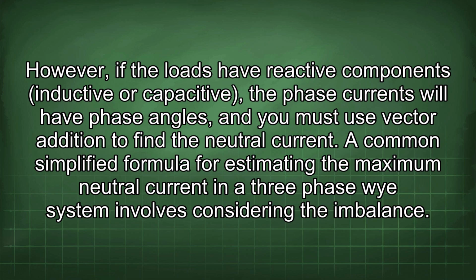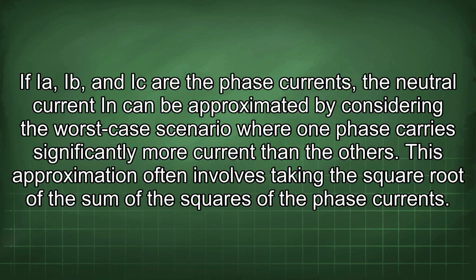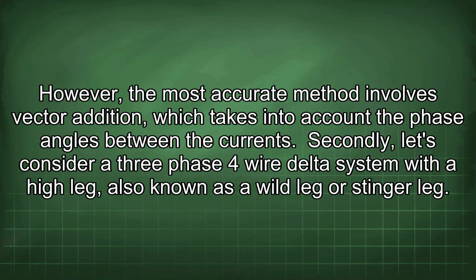A common simplified formula for estimating the maximum neutral current in a three-phase Y system involves considering the imbalance. If IA, IB, and IC are the phase currents, the neutral current can be approximated by considering the worst-case scenario where one phase carries significantly more current than the others. This approximation often involves taking the square root of the sum of the squares of the phase currents. However, the most accurate method involves vector addition, which takes into account the phase angles between the currents.